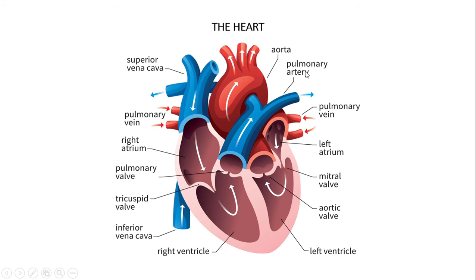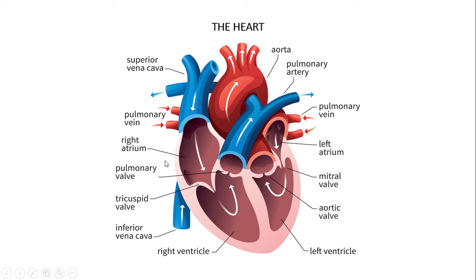Next, we discussed the heart. The heart has four different chambers: the right atrium, the right ventricle, the left ventricle, and the left atrium. There are four different valves. The first one is the tricuspid valve, which is over here. Then we have the pulmonary valve over here. Then we have the mitral valve over here and the aortic valve over here.